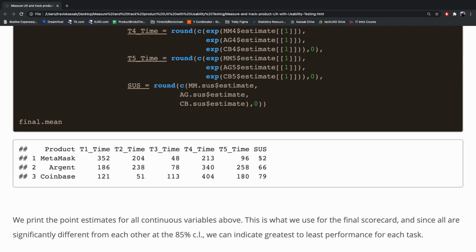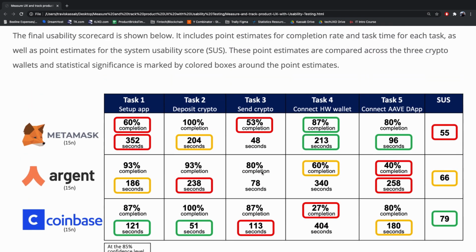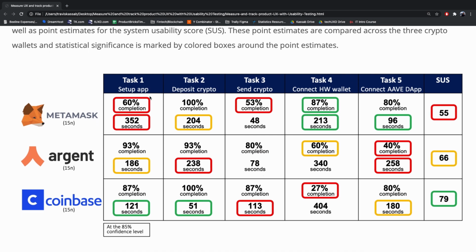And again, we're going to summarize this in the usability scorecard, and these are the point estimates that we're going to use. Remember, geometric mean for time, very important, and then just regular mean as a point estimate for the SUS. And now we're back to the usability scorecard. So let's look at what this is telling us. MetaMask under indexes is lowest for task 1. Argent and Coinbase are not differentiated from one another. MetaMask has the largest time on task. Argent comes in the middle, and Coinbase is the lowest at 121.